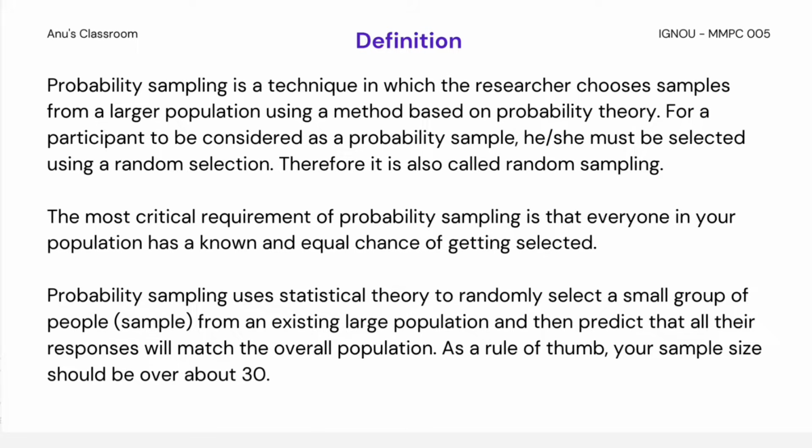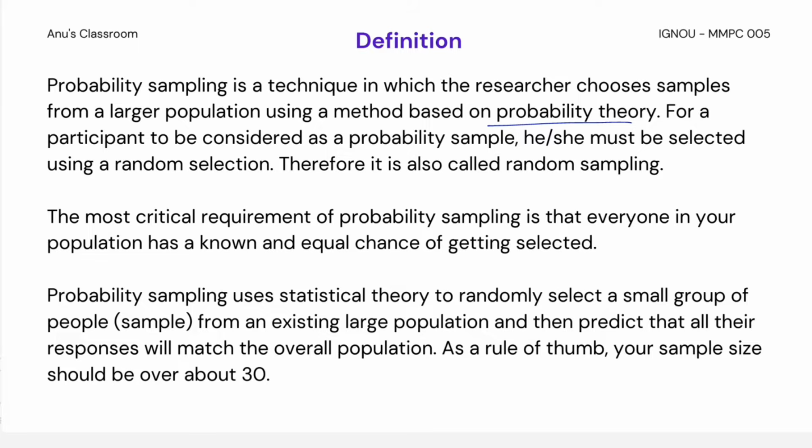Okay, so the definition: probability sampling is a technique in which the researcher chooses samples from a larger population using a method based on probability theory. For a participant to be considered as a probability sample, he or she must be selected using random selection, and therefore probability sampling we also call random sampling. Okay, so all the different types of probability sampling are one way or the other random sampling itself.